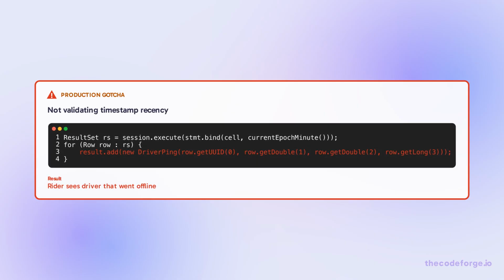A common mistake is not checking the timestamp of the location ping. Even with TTL, Cassandra's eventual consistency can return stale data. Always validate recency at the application layer.